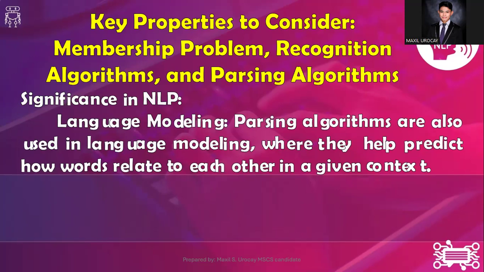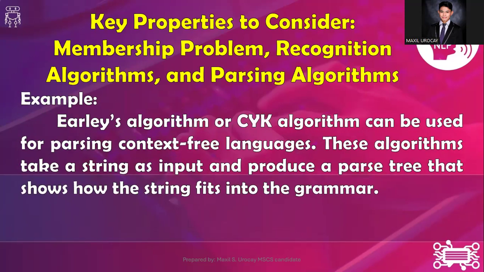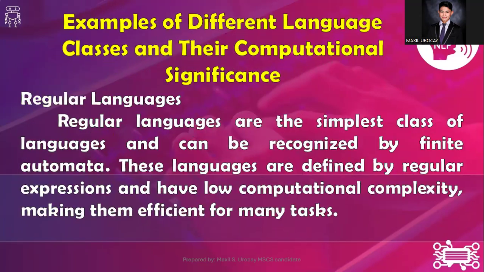So for example, we have here the Earley algorithm or the CYK algorithm, which can be used for parsing context-free language. This algorithm takes a string as input and produces a parse tree that shows how the string fits into the grammar. The Earley algorithm or the CYK can be used here. This algorithm takes a string as input and generates a parse tree, which illustrates how the string conforms to the rules of the grammar.